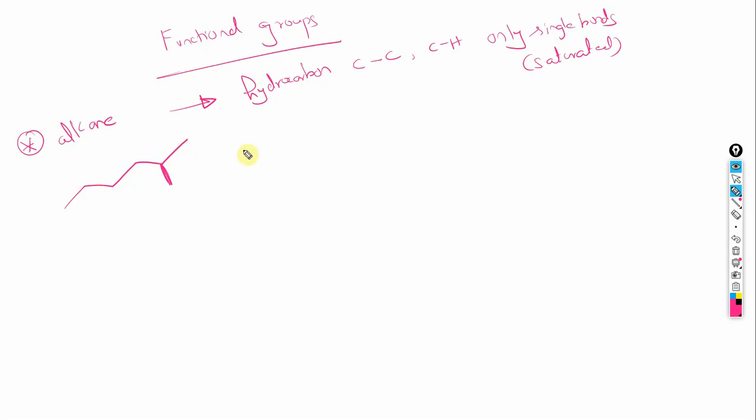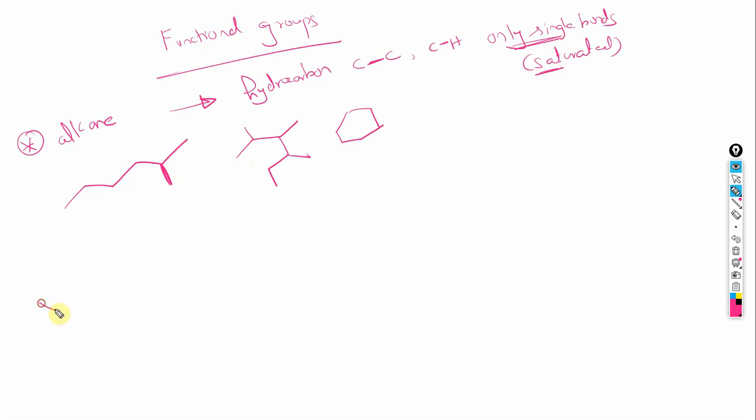So this is an example of an alkane. This is an alkane. This is a cycloalkane, which is the same as an alkane in terms of functional group, and so on and so forth. So alkanes contain only carbon-carbon bonds and carbon-hydrogen bonds, and it's only single bonds, and they are all saturated.